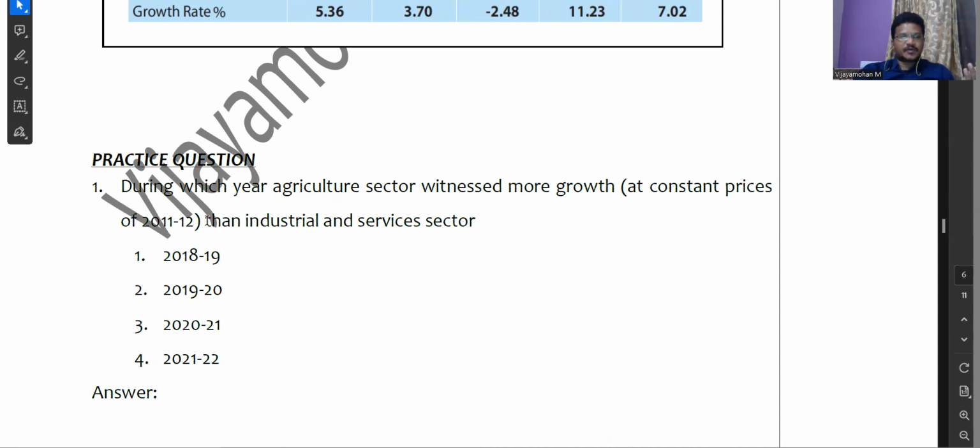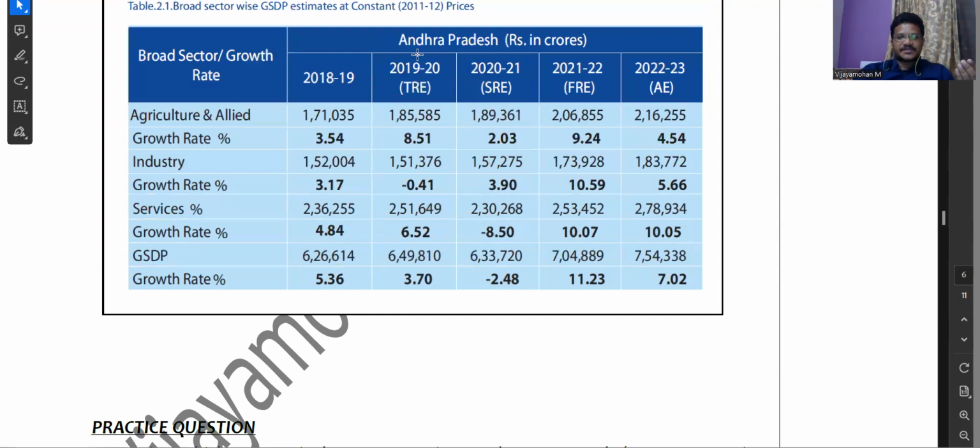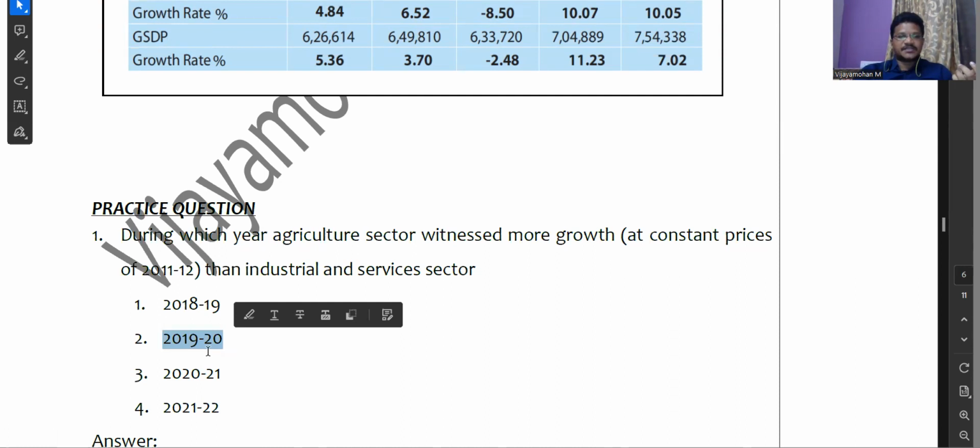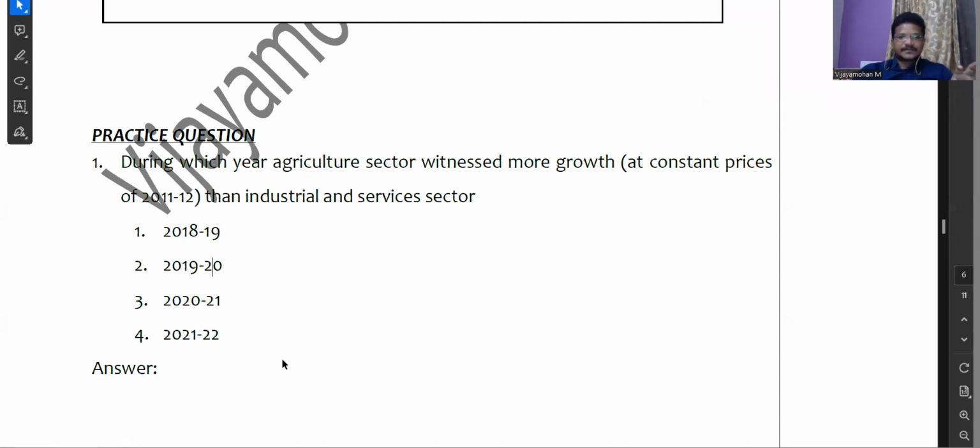Now I have framed one practice question. During which year did the agriculture sector witness more growth at constant prices of 11-12 than the industrial and services sector? So I have already told you here, this is the deviation year where the agriculture sector outperformed. Growth rate of agriculture sector is more compared to the other 2 sectors. So the answer is 2019-20. So this is the perspective that you need to develop if you want to prepare in a foolproof way.